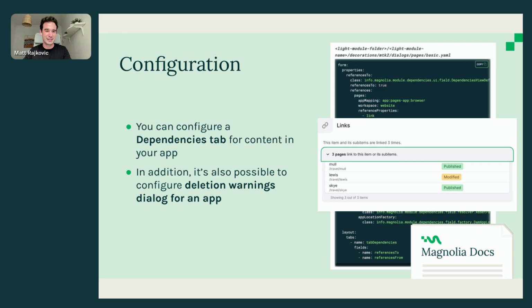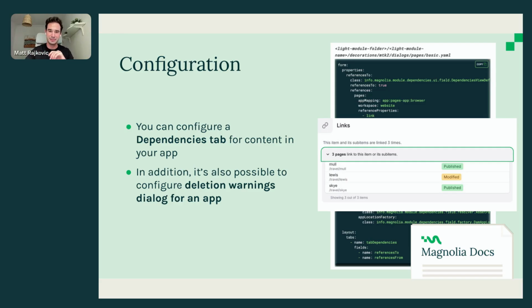The way you configure it, you can use this in plenty of different places. You can, for example, use it in the deletion workflow, but you can also define a dependencies tab, which is a tab on page properties or anywhere you like, where you can inspect these links, not needing to delete anything. So you can inspect those properties and links there.